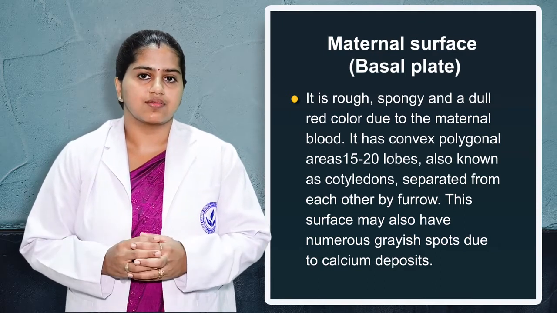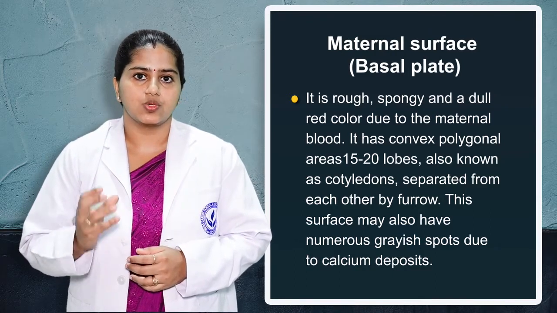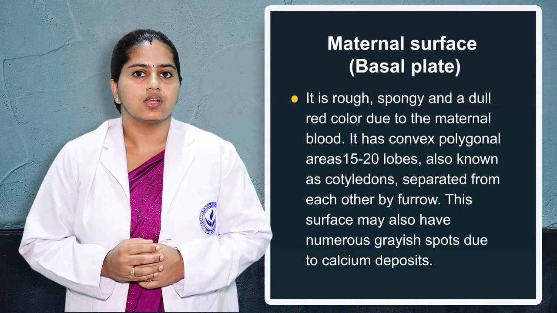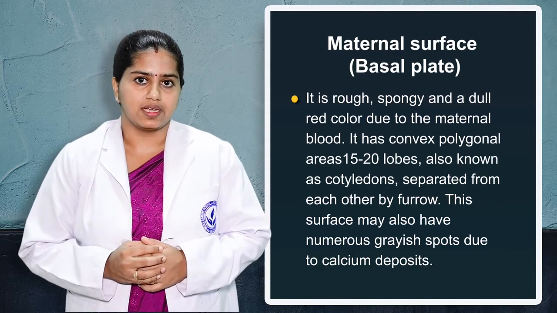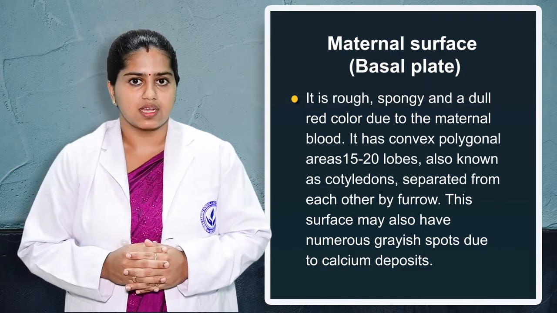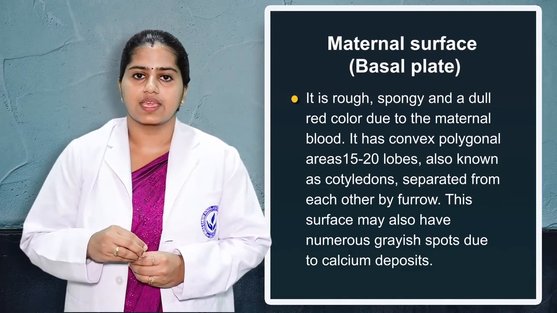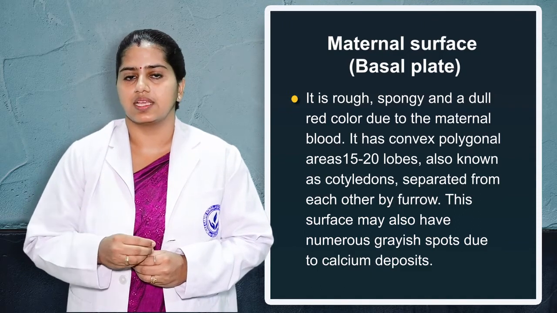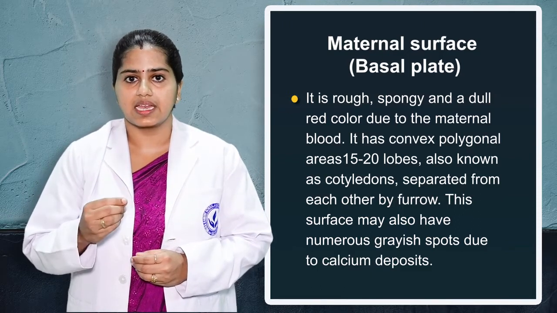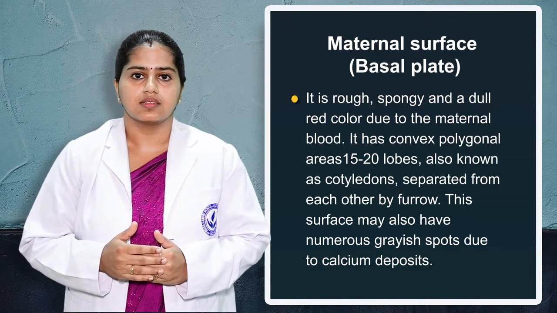On the maternal surface, there are 15 to 20 polygon areas, known as lobules or cotyledons. These cotyledons are separated by structures known as furrows. On the maternal surface, there will also be tiny deposits of calcium, which show as grayish-white areas. Next we'll see the fetal surface.